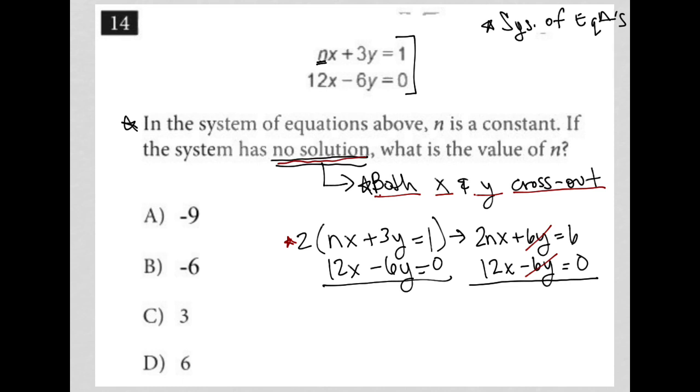I can't avoid it. So because I know that, this 2n right here must be able to cross out this 12 right here. How is that possible? The only way that is possible is if 2n is equal to negative 12. Because if 2n were negative 12, that would make me have a negative 12x here and a positive 12x here, and then they would cancel out. So the only way that 2n equals negative 12 is if n is equal to negative 6, okay?